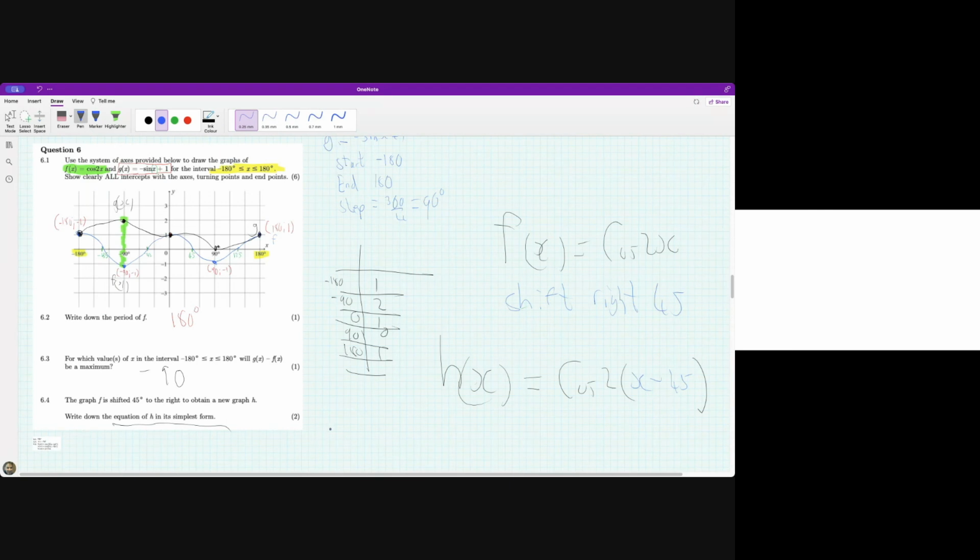The other thing sometimes people do is they forget that it needs to be inside a bracket, so they might write that. That's also wrong, because the period change essentially happens after the shift. And so you have to put it inside that bracket like that.